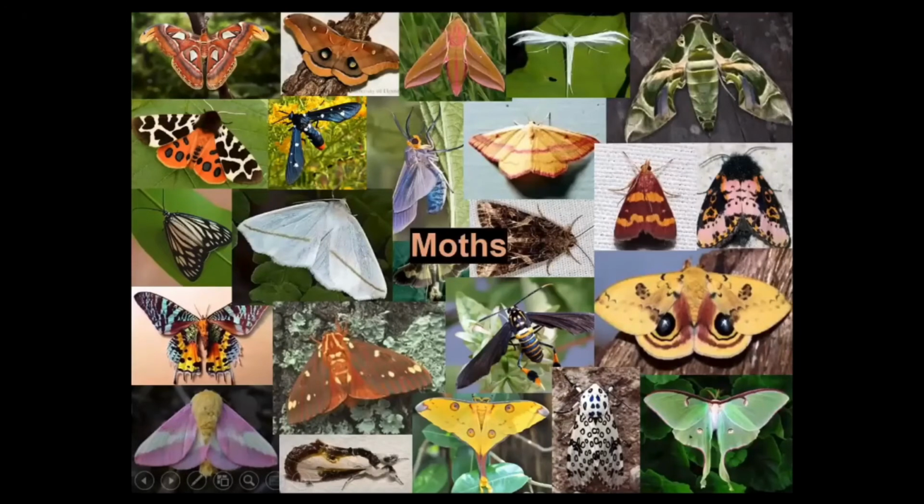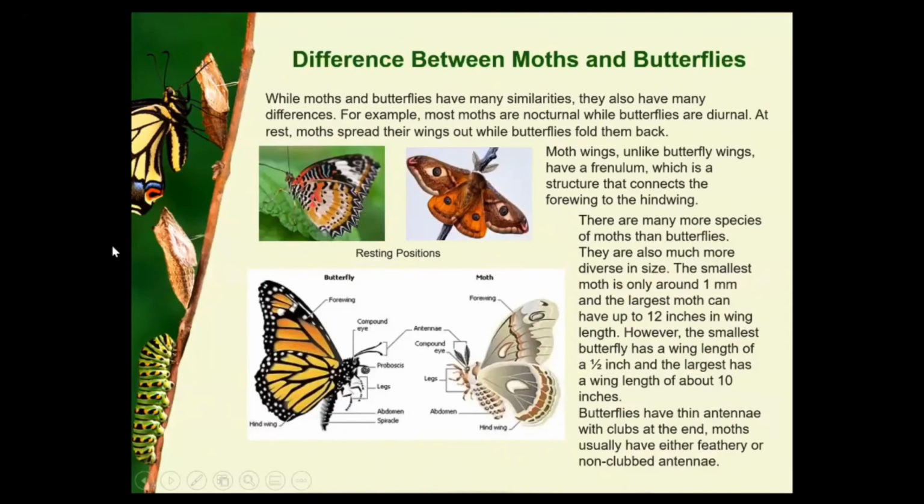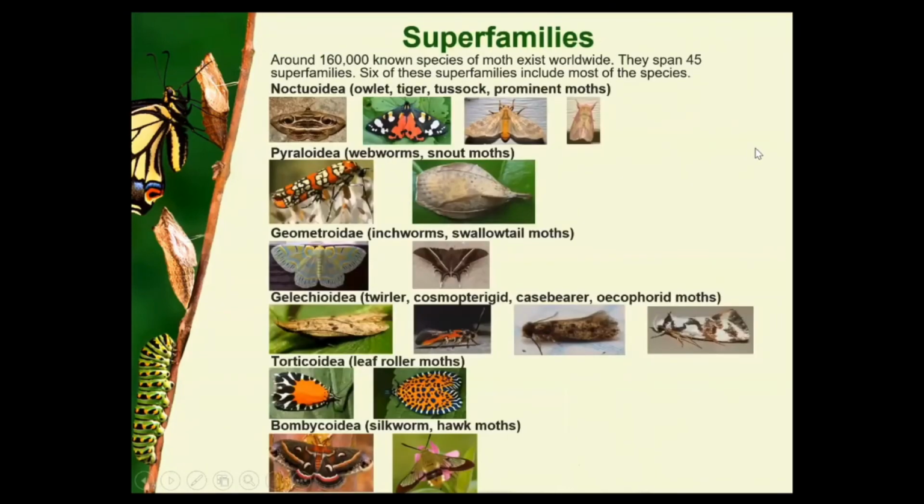All right, I'm talking about moths now. So these are just some superfamilies. There are about 45 superfamilies, and I just included these 6 because I couldn't really talk about all of them. But there are around 160,000 known species of moths worldwide, and these are the most prominent superfamilies.